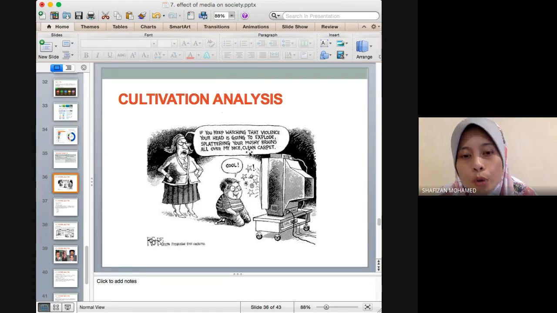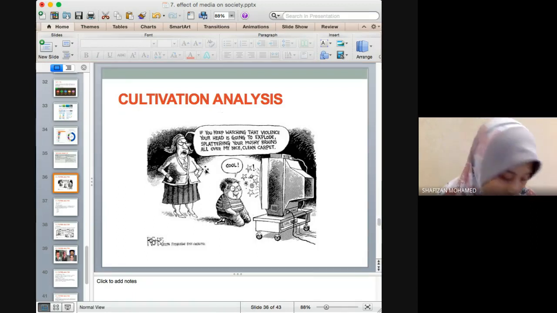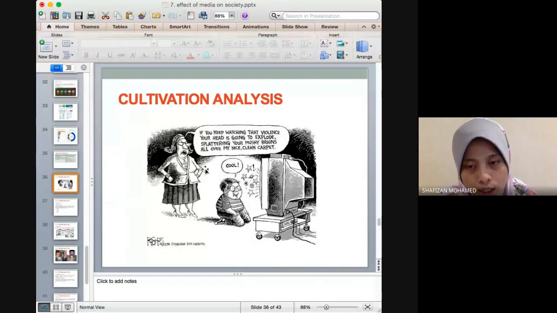So here, the media is usually blamed for violence. Why? Because the media usually romanticizes violence. How does the media romanticize violence? Just now we talked about the games, right? The more you kill someone, the more marks you get, the more points you get.